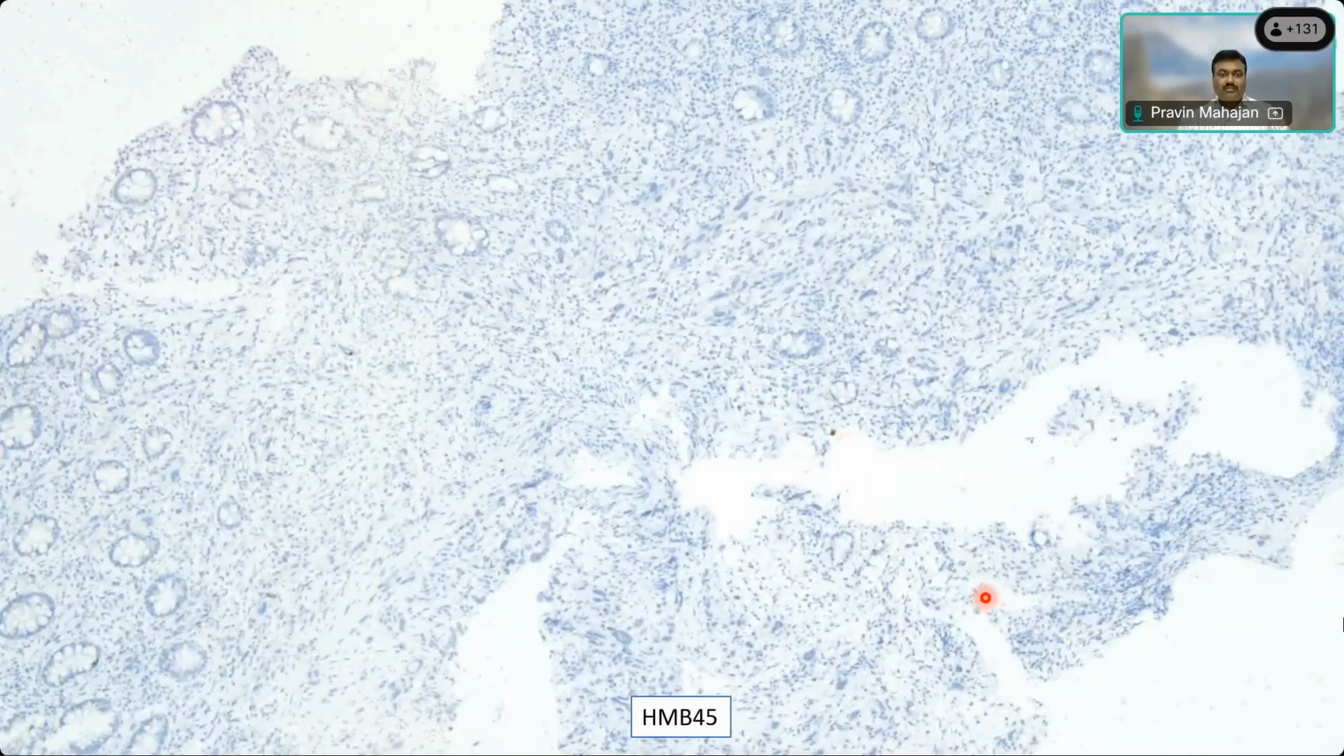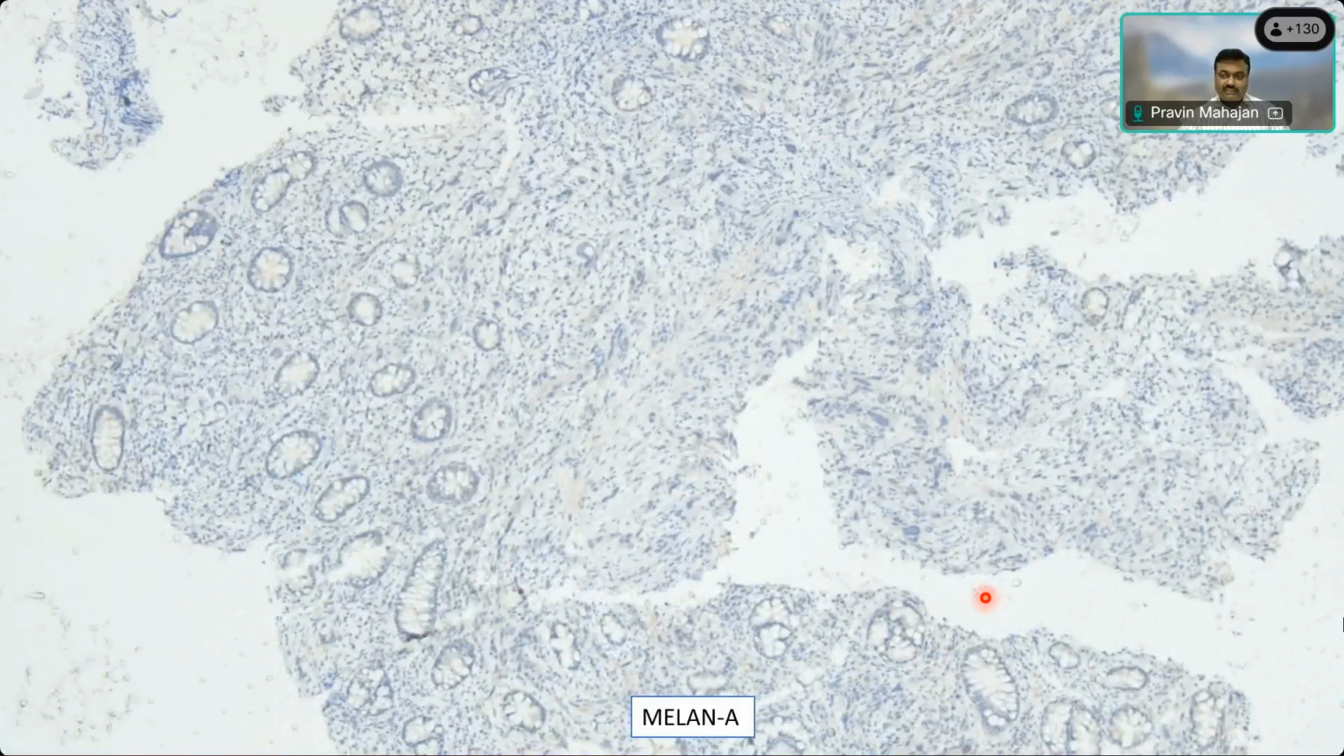Then for melanoma, we do markers like this. HMB45 is a marker for melanoma, correct? So is it positive or negative? Negative, very good. Yes, all are saying negative. Thank you, you are absolutely right. Melan-A, negative or positive? Negative, very good. So it is definitely negative. So there are two markers.